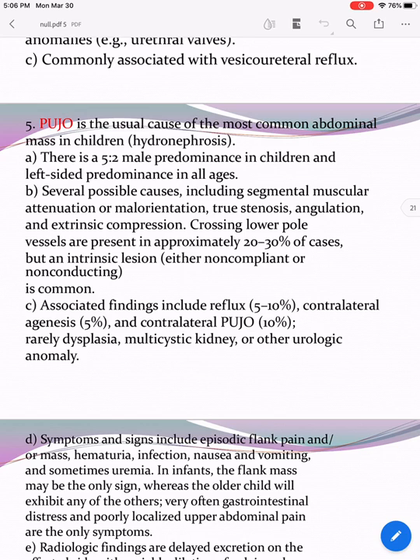While for adulthood, the causes are usually due to aberrant vessels. As you know, there is an accessory lower pole renal artery in about 6% of cases. This accessory artery may cause obstruction of the renal pelvis, and it usually presents in adulthood, not in childhood. Another cause is a retroperitoneal mass or retroperitoneal fibrosis.